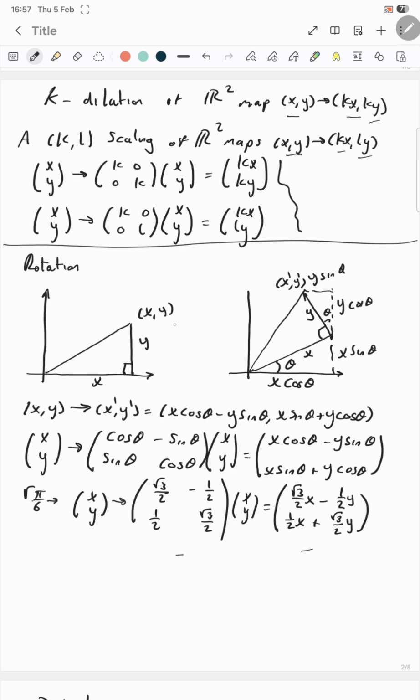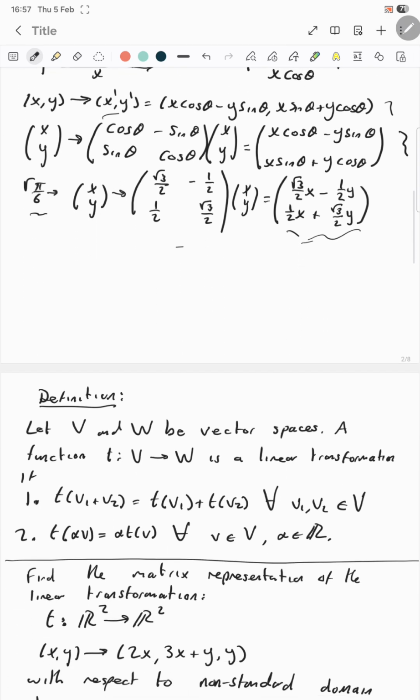So if we rotate from the points on this side to here, it will give rise to these trigonometric components here, and this is our transformed coordinates. If we go through this process and plug in our value for a rotation of pi over 6, we'll get this as our rotation matrix, which is our linear transformation.